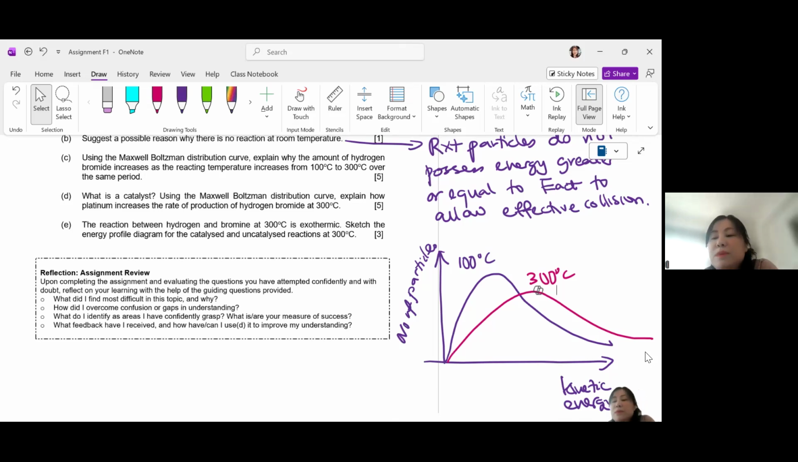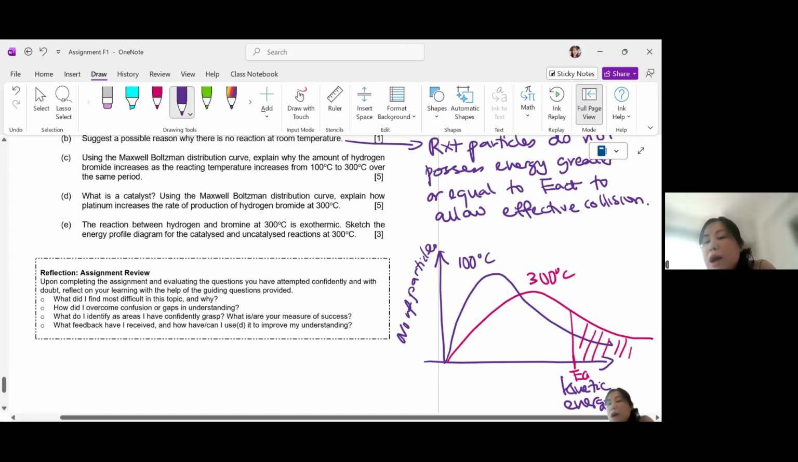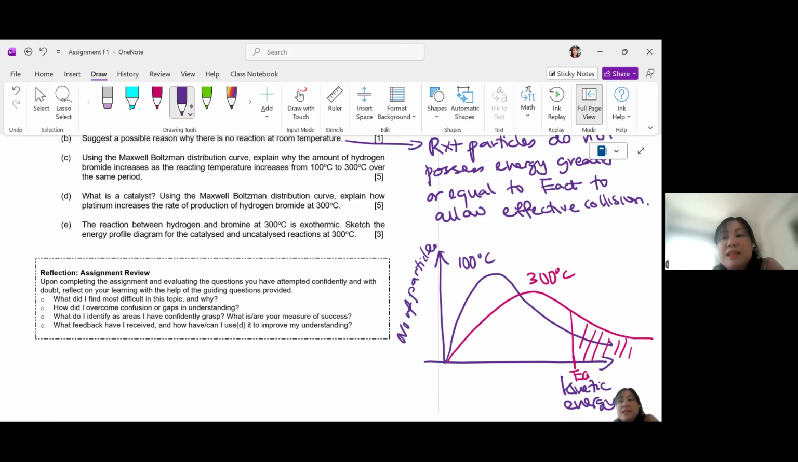In order to explain, we specify an activation energy, and we shade the area under the graph. Now take note that the two graphs should only cross each other at one point, and that's it. The 300 degrees graph should approach the x-axis but never touch it, and the two graphs only intersect at one point. They should not cross again. And then this is the area under the graph.